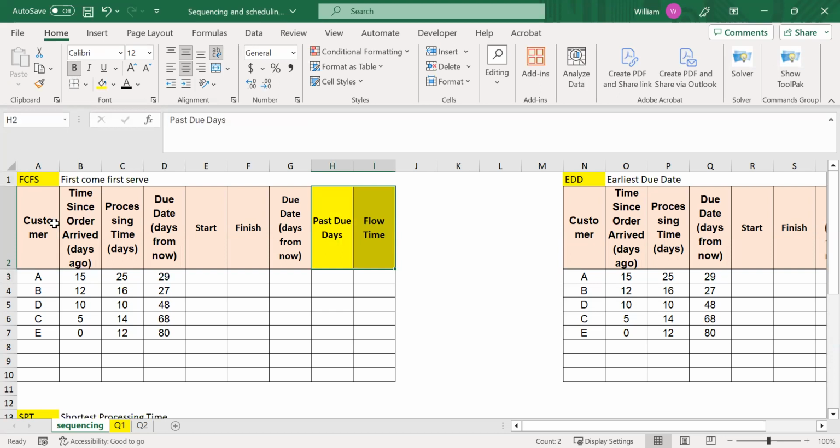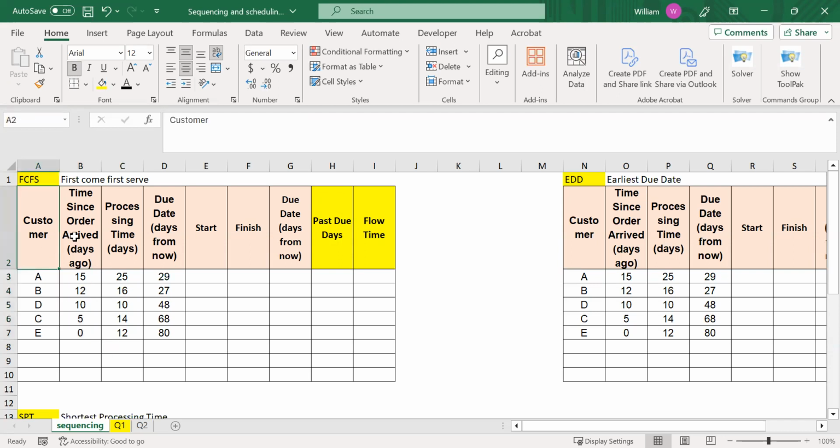So let's look at this question here. We have a situation where we have 5 different customers, A, B, D. I think this is already in order, okay? With the first come, first serve, you typically want to order your data by the time since the order was received, right? So whichever customer came first becomes the customer that you process first, okay?